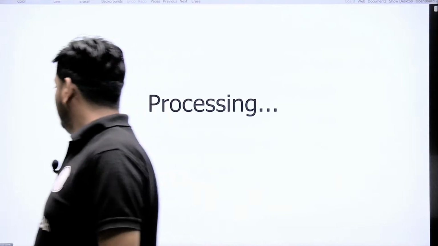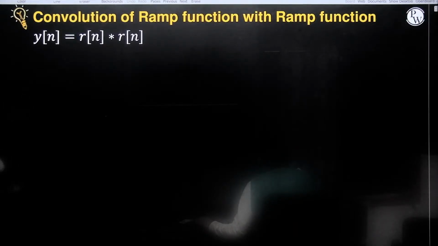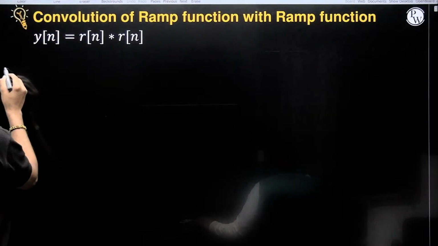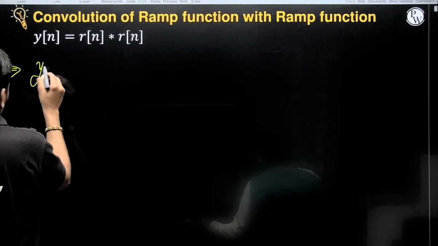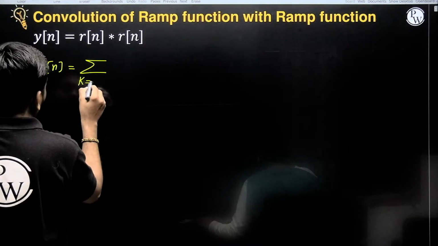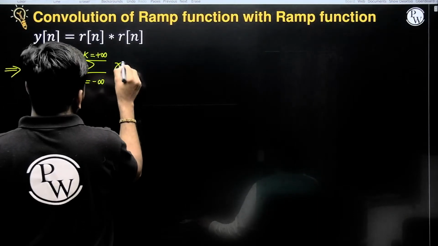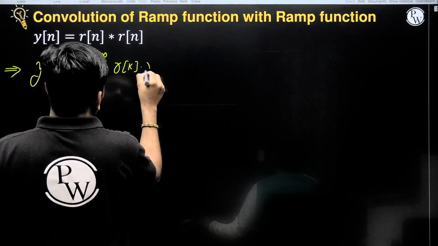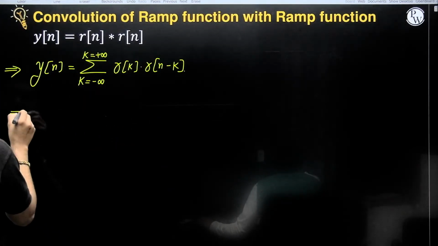Very good. Now let me take r of n with r of n. This is also very much interesting. r of n convolution with r of n is the summation of r of k, r of n minus k.